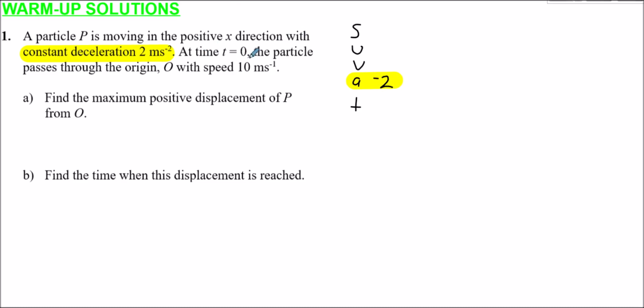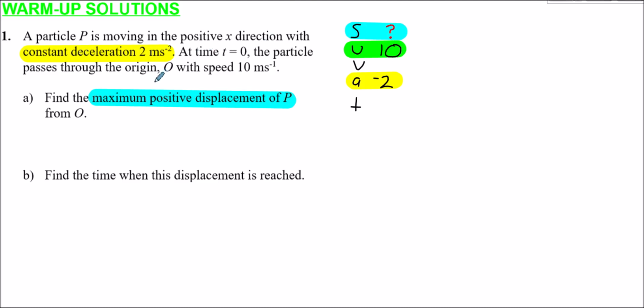At time t equals 0, the particle passes through the origin O with speed 10 meters per second. Because it passes through the origin, this is therefore the initial velocity, so this is u. So u is obviously 10 meters per second. For part A, we want to find the maximum positive displacement, so we're after the displacement of P. So s is what we want to know. I'm going to put in a question mark.